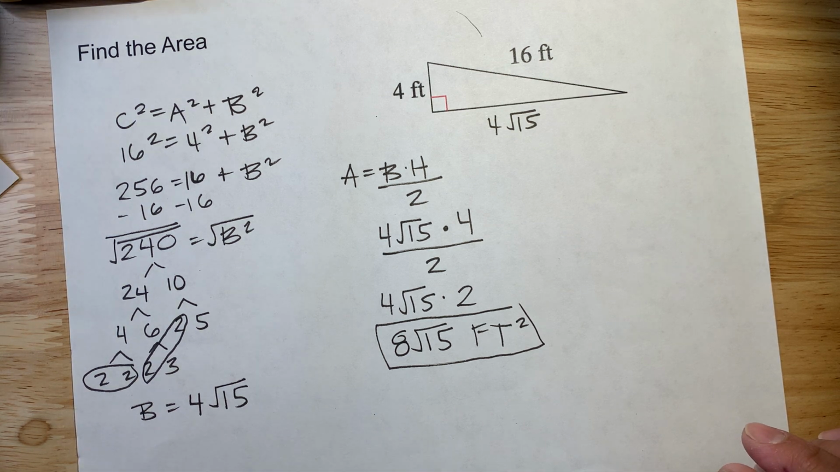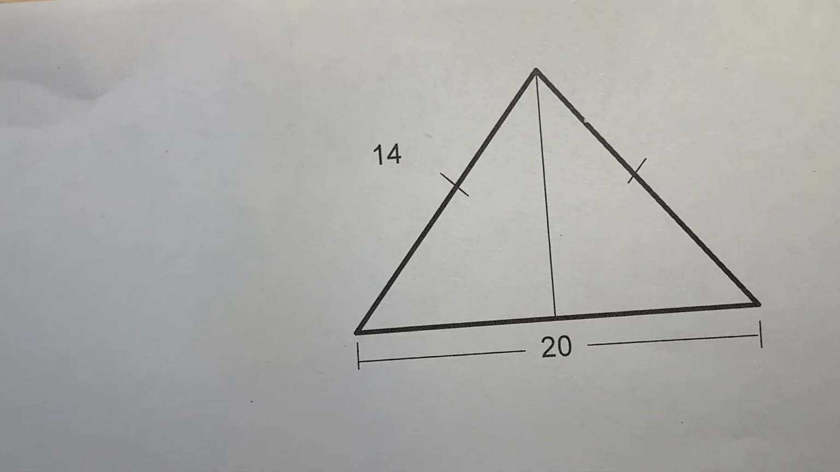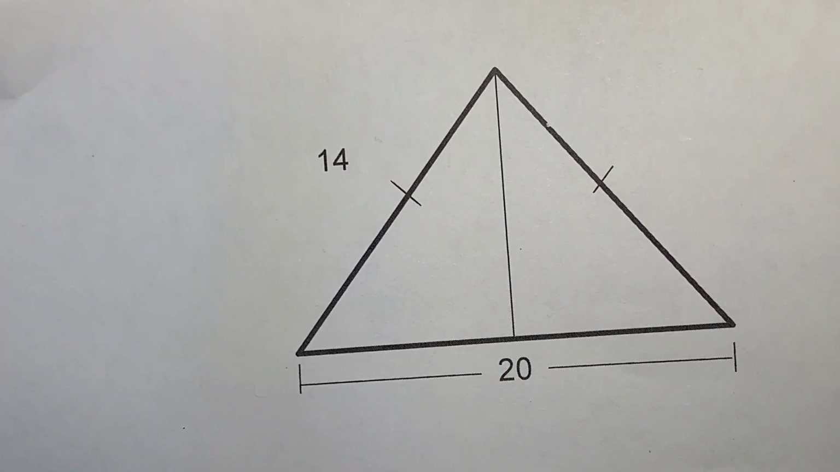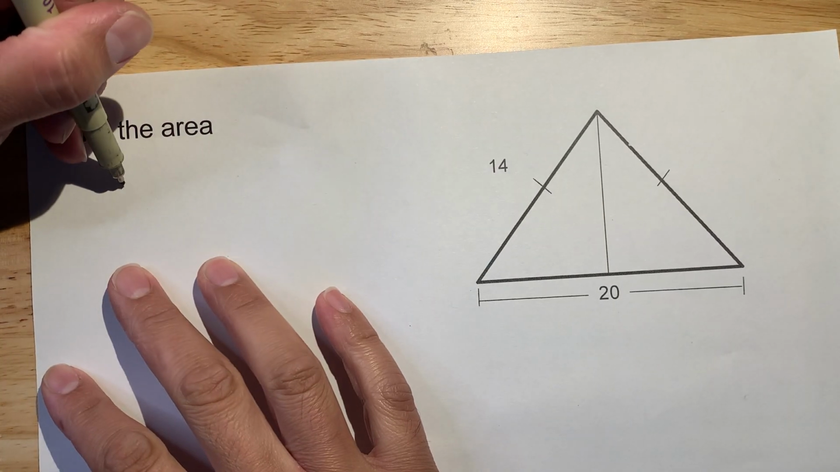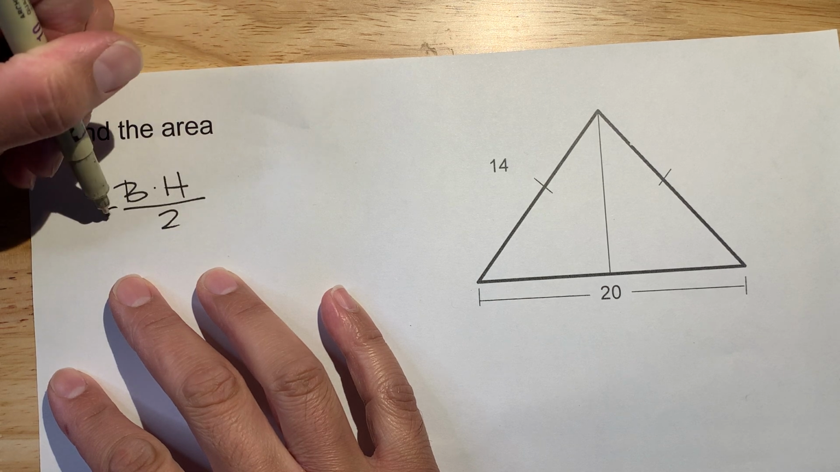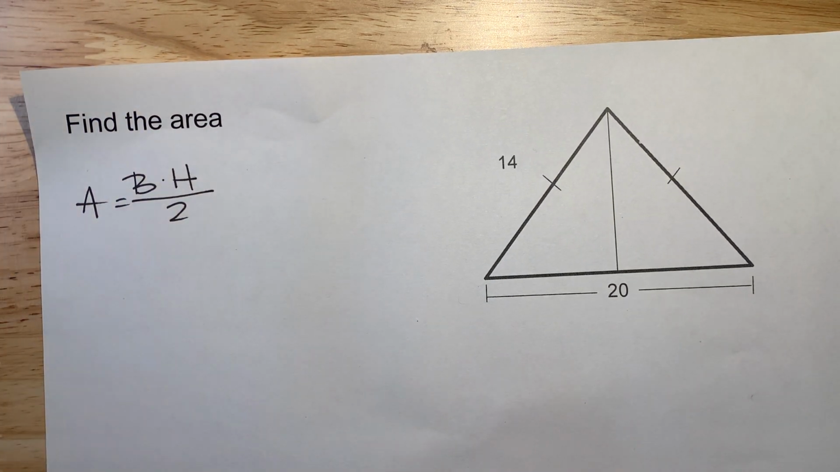All right, one last one. This one, find the area of this isosceles triangle. Again, base times height divided by 2. This is a tricky one. Look at this one. You just have to be able to see what you need and do the right steps using what you have.